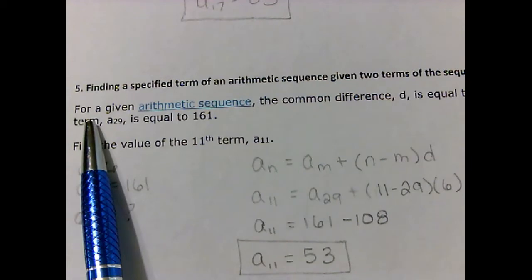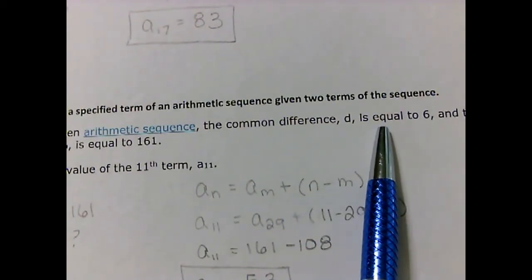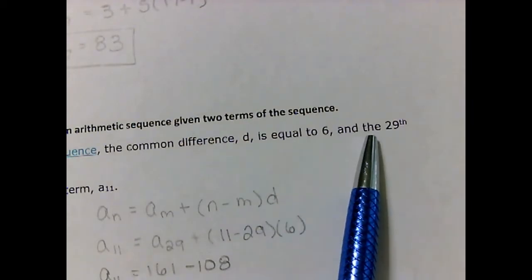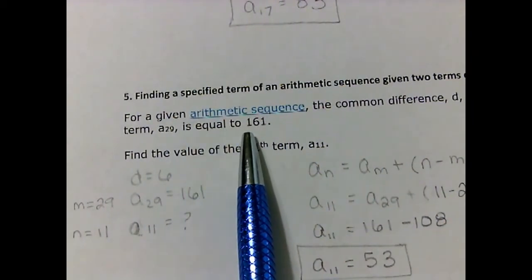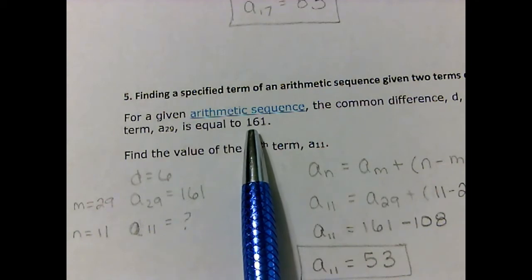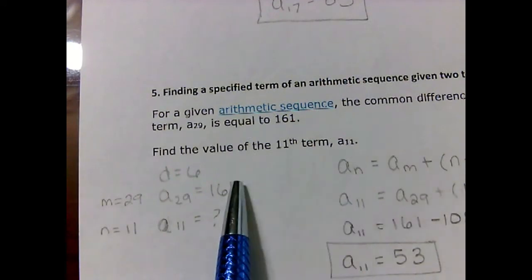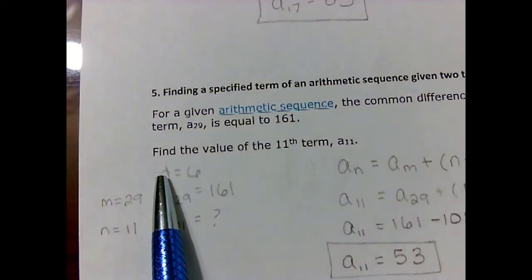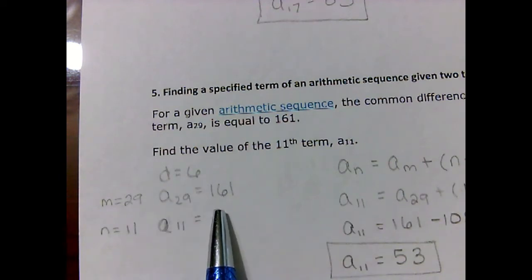So here it says the common difference d is equal to 6. So d is equal to 6. And then it says the 29th term is going to be equal to 161. And what we're looking for is the 11th term. So what I did here was I said d is equal to 6, that was given. a of 29 is equal to 161, which was also given, and we're looking for a of 11.